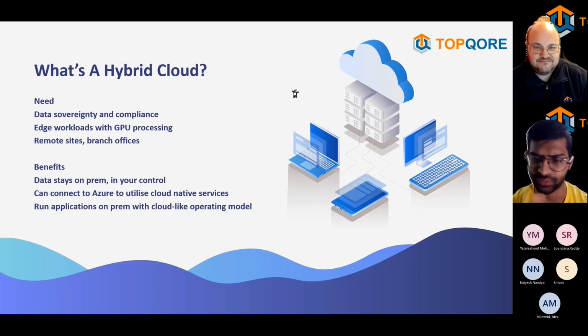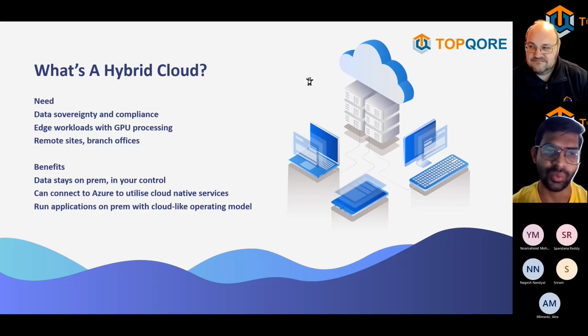We talked about Azure Arc. We talked about what a hybrid cloud is. Just to go through the highlights again, what is the need of the seemingly sudden rise of hybrid cloud today?